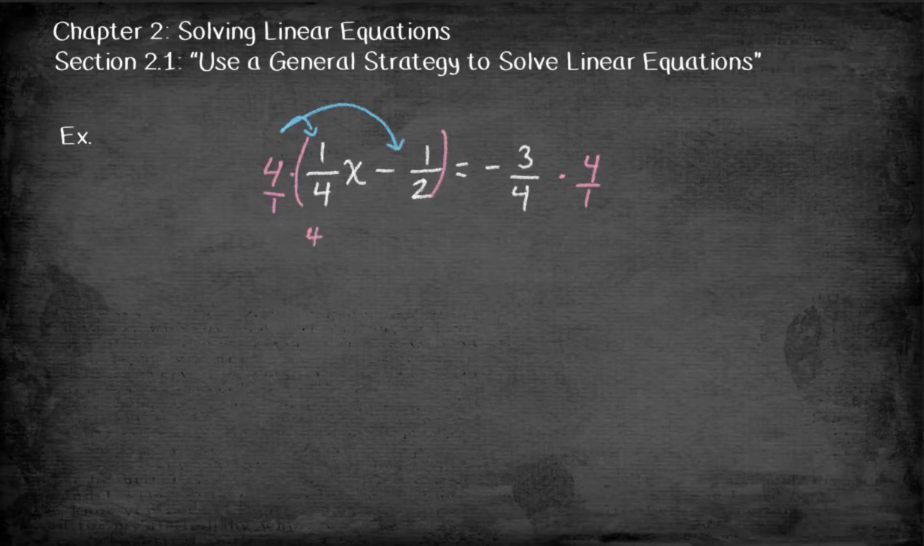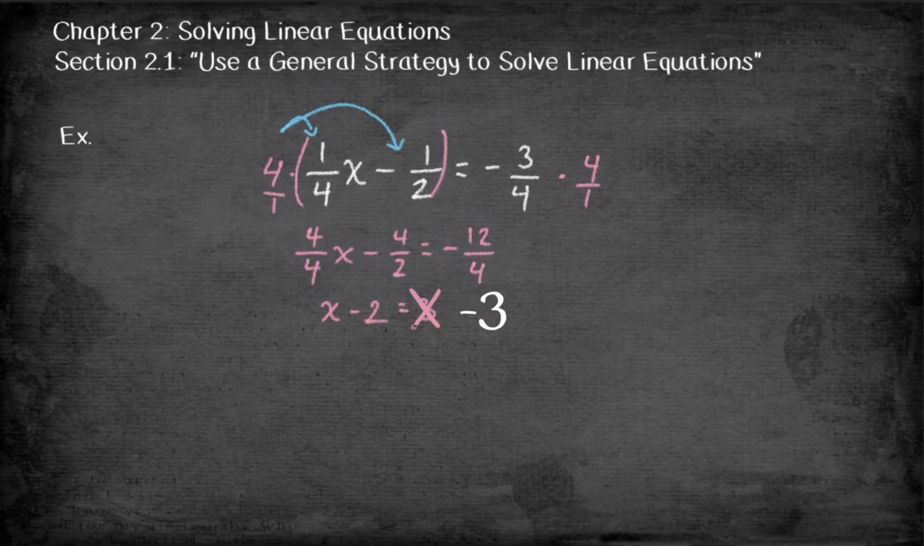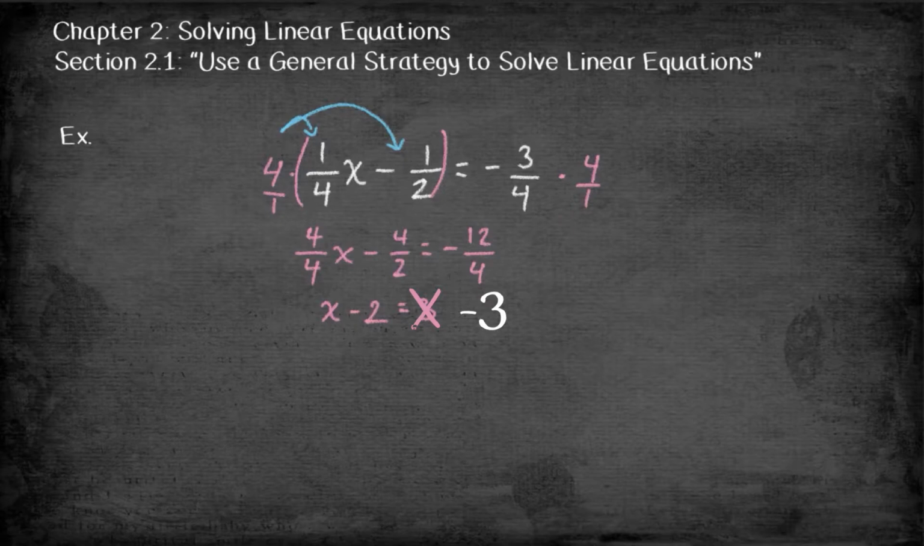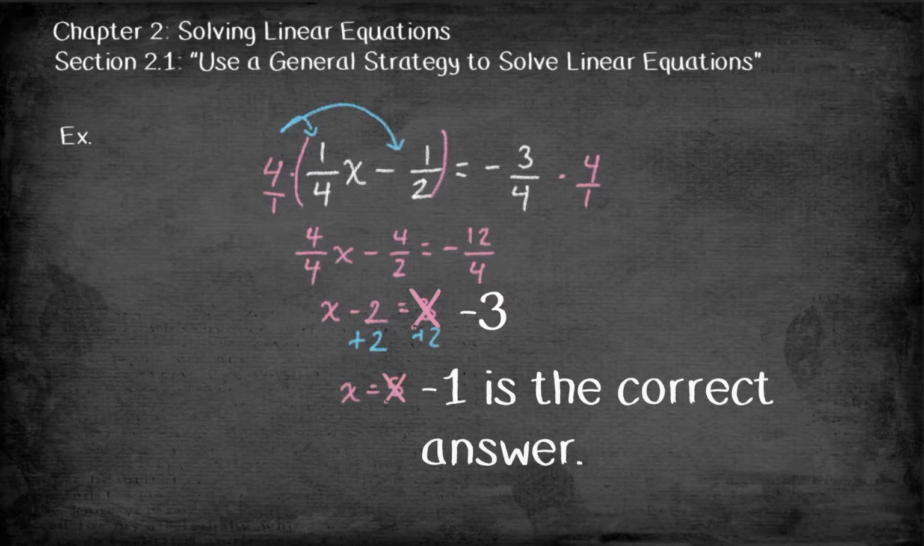But the idea is this. We end up with 4/4x minus 4/2 equals -12/4. And once we simplify that, we see that we have x minus 2 equals 3. By multiplying both sides of the equation by a denominator that is common to all of the others, we can effectively get rid of all of the fractions. So here all we have to do is add 2 to both sides, and we end up with x equals 5.